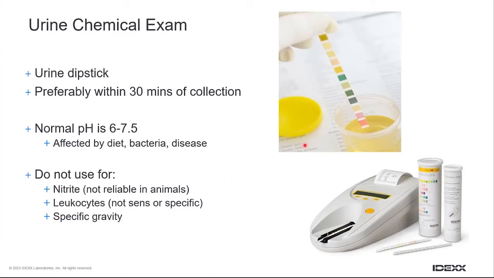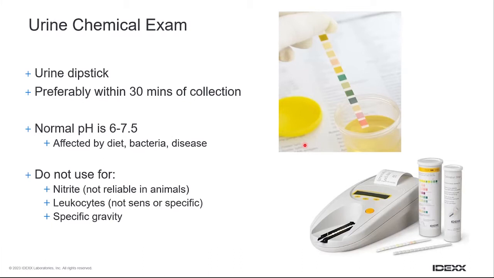So what's normal for urine? Well, the pH is generally between about 6 to 7.5, but that can be affected by the animal's diet, the presence of bacteria, or the presence of concurrent disease. And remember that although the dipsticks that we have available to us have various pads, there are some that may not be relevant for small animals.